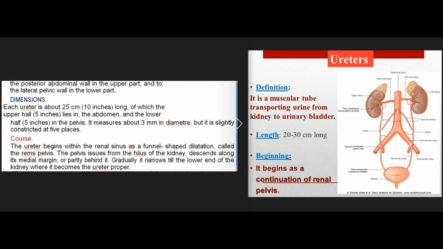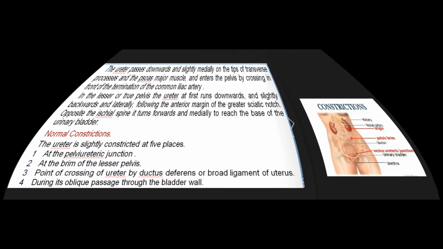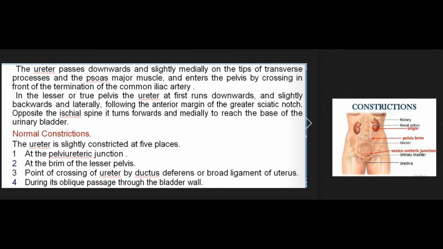Course. The ureter begins within the renal sinus as a funnel-shaped dilatation, called the renal pelvis. The pelvis issues from the hilus of the kidney, descends along its medial margin, or partly behind it. Gradually it narrows till the lower end of the kidney where it becomes the ureter proper. The ureter passes downwards and slightly medially on the tips of transverse processes and the psoas major muscle, and enters the pelvis by crossing in front of the termination of the common iliac artery.